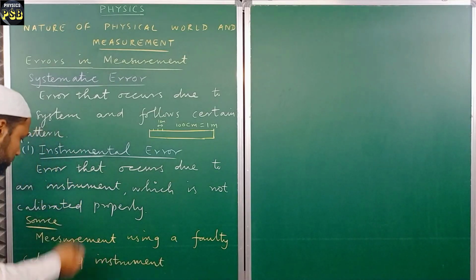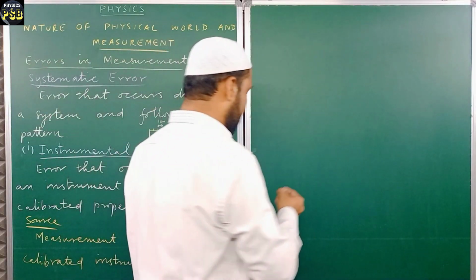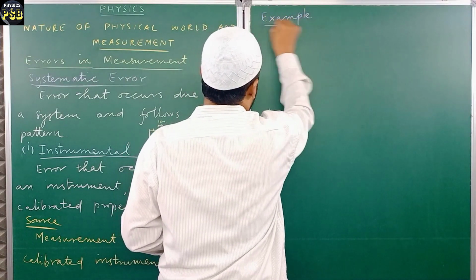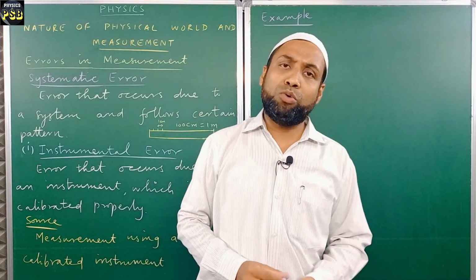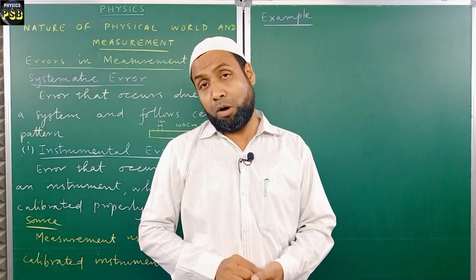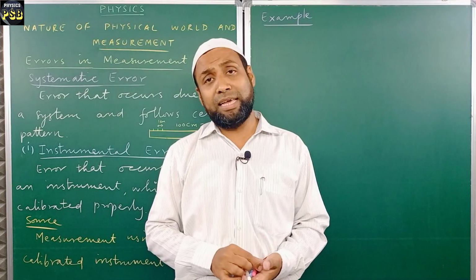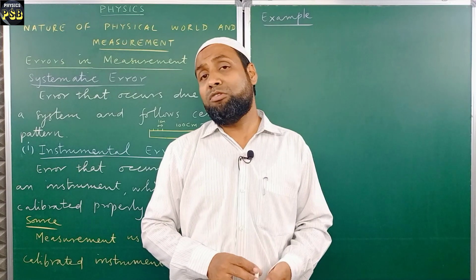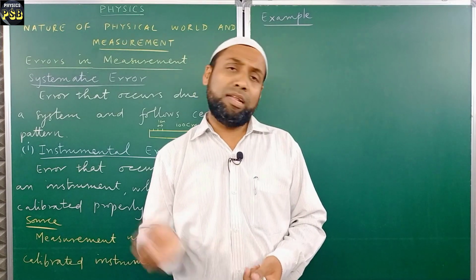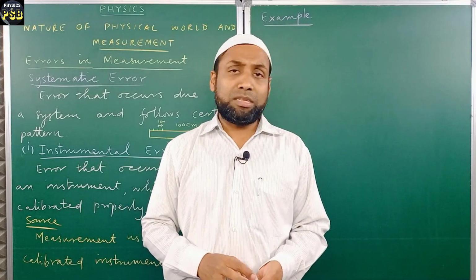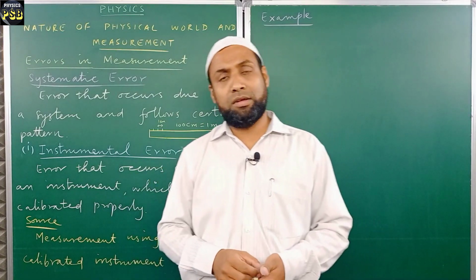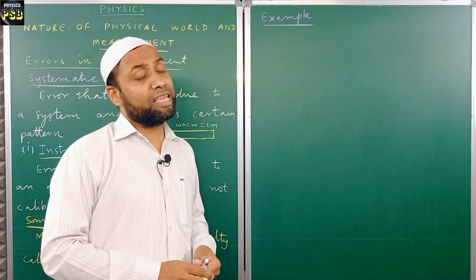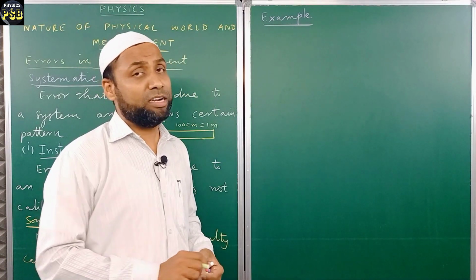Okay. Now, let me give an example for this. Suppose you carry out one experiment and you want to measure the length of some object. For that, you use a meter scale whose edges are worn out. In such a case, if you take the measurement, then it will come along with some sort of error, referred to as the instrumental error. Clear?